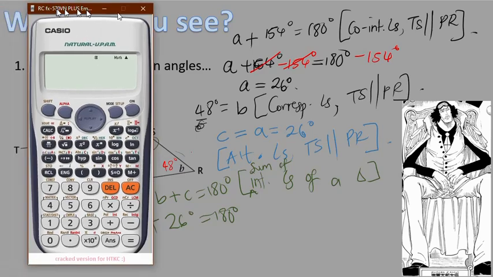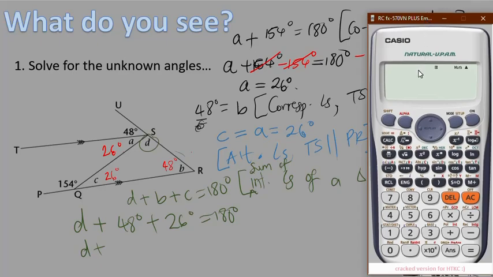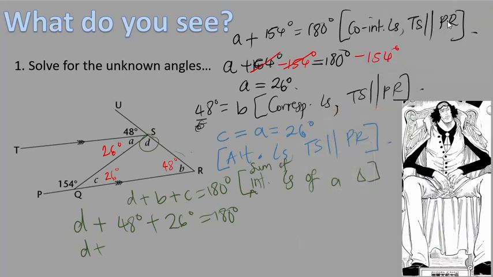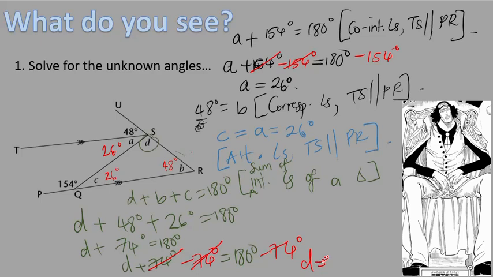So I'm going to say 48 plus 26 degrees. That gives me 74 degrees. So I'm going to come back here and say D plus 74 degrees is equal to 180 degrees. Now, how do I remove the 74 from 180 degrees? Additive inverse. The additive inverse of positive 74 is negative 74 degrees, and negative 74 degrees this side. This cancels that and I can just find the answer there.